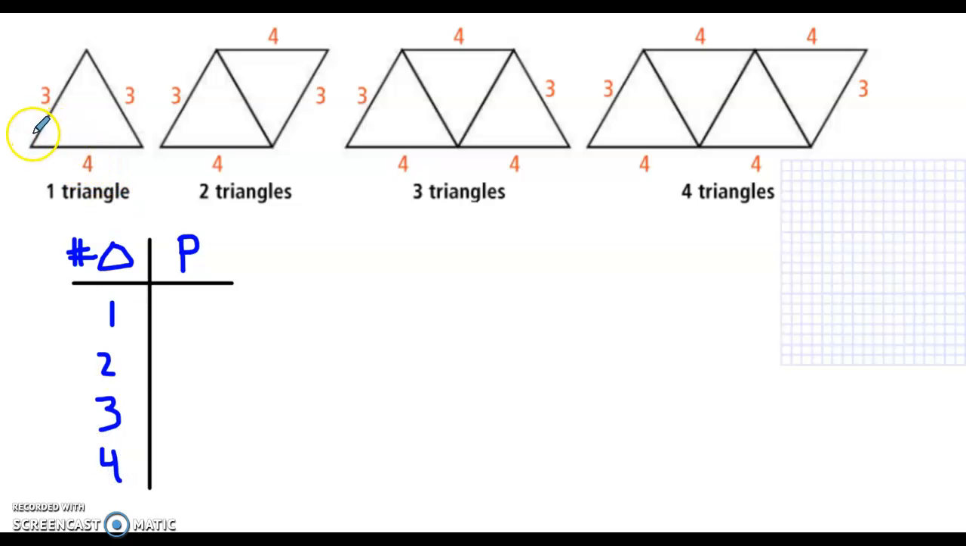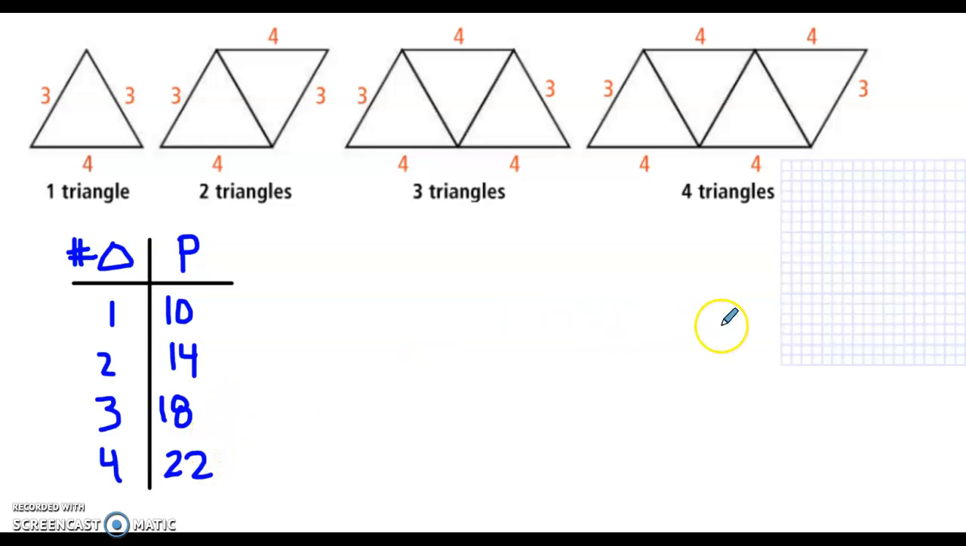So 1 triangle, our perimeter, we have 3 plus 3 plus 4, which is 10. 2 triangles, 3 plus 4 plus 3 plus 4 is 14. 3 triangles, 3, 4, 3, 4, 4 would be 18. And then 4 triangles, 3, 4, 4, 3, 4, 4 would be 22. So there's our table, right?